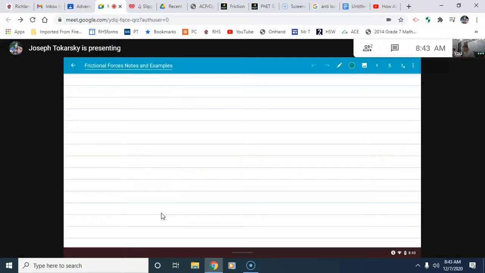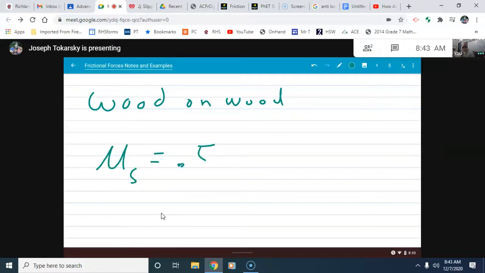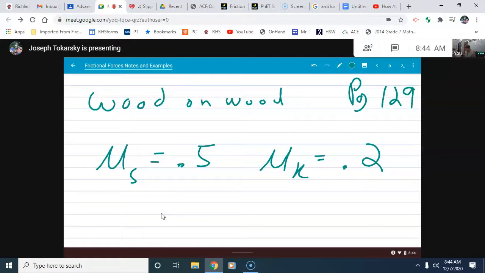But I'm going to use wood on wood as my example. On page 129 in the table, it says wood on wood are our two surfaces in contact, and its mu static value is equal to 0.5, and its mu kinetic is equal to 0.2. So if we need to look up mu values, remember this table on page 129. It will be helpful in some of your homework problems throughout this chapter.